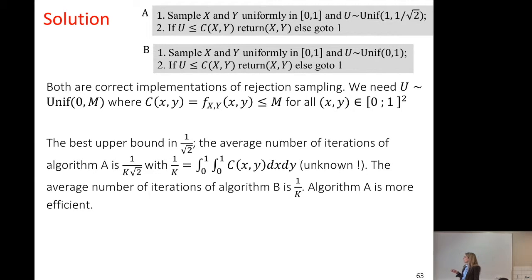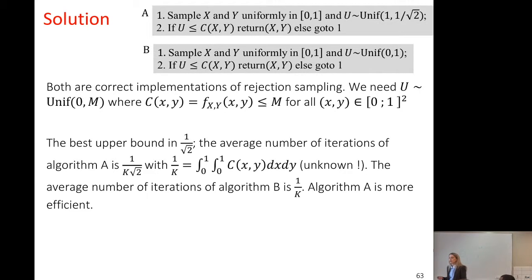And K is the normalization constant. It is given by this integral, and it's unknown. It's hard to compute, or we don't want to compute it. The average number of iterations of algorithm B is 1 over K, because C is 1. So algorithm A takes fewer iterations, so it's more efficient. It is expected that it will give us a sample in a fewer number of iterations.